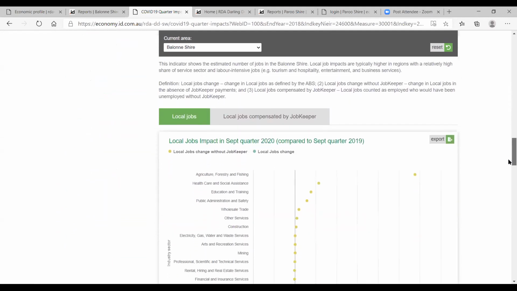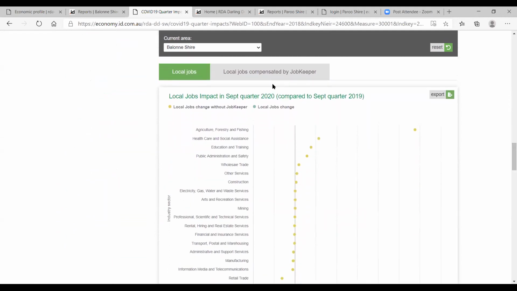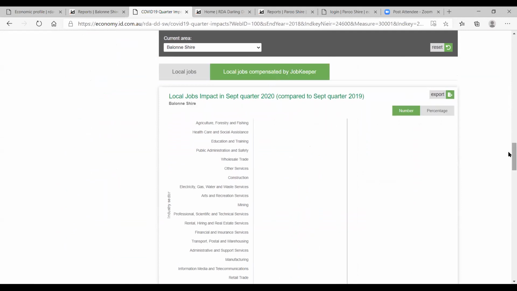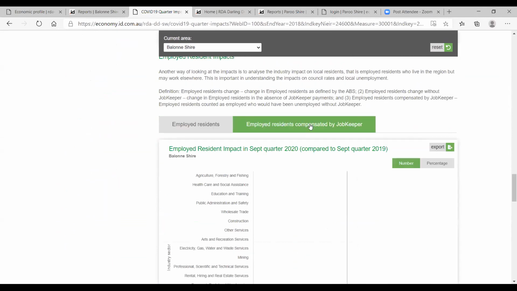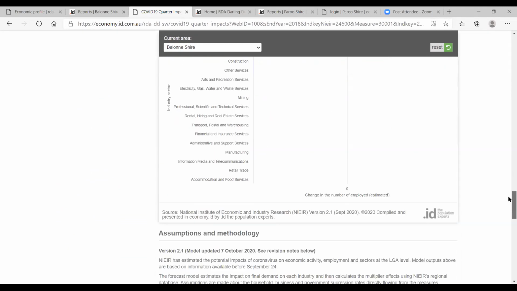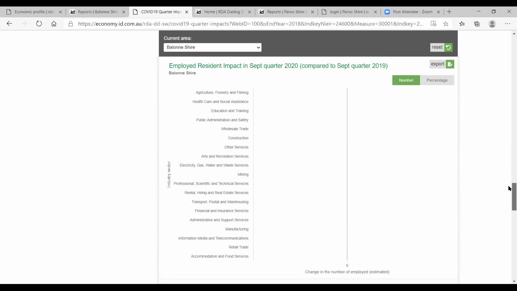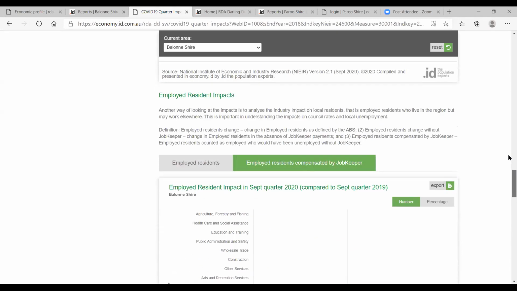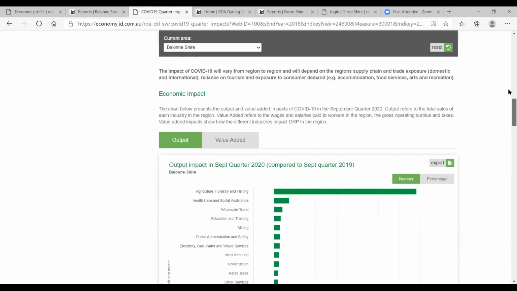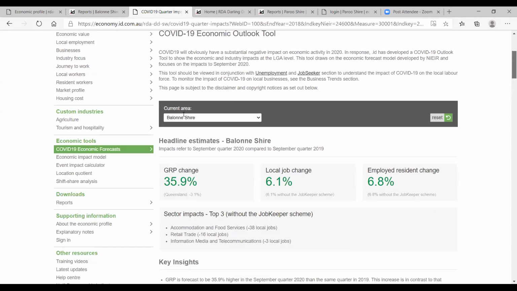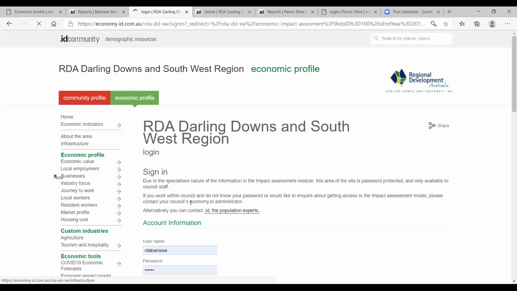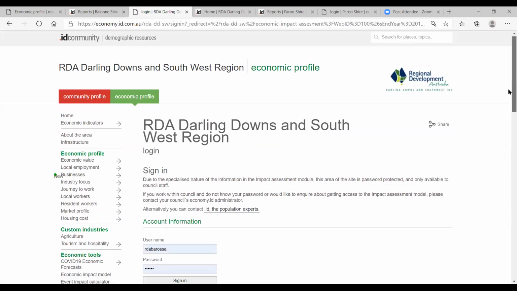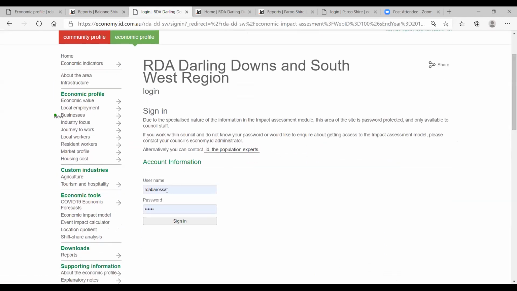And then we've got down here our local jobs impact. And this is where I got the information around how many jobs compensated by JobKeeper. And then we can see how many employed residents jobs are impacted by JobKeeper. So this is a good one to keep an eye on as well, to see how the economy is performing. Next thing I'm going to look at is the economic impact model.